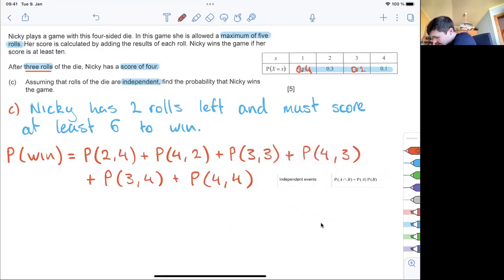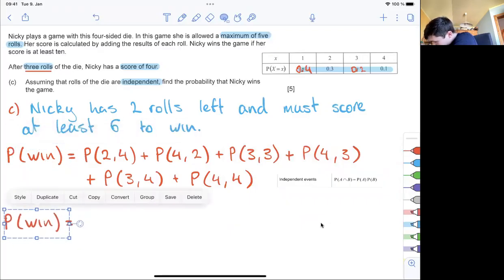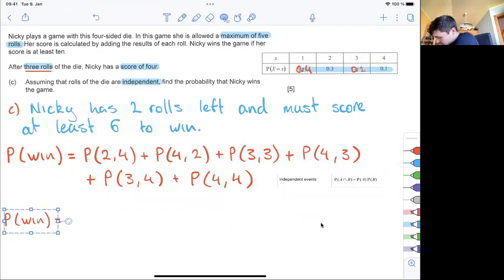Now in order to calculate the probability that Nikki wins, we need to add up all these probabilities. And in order to do that, we're going to need to multiply. So for the first one, we're going to have to multiply the probability of getting a 2 and then a 4. So we're going to have to find the product of that. So that's going to be 0.3 times by 0.1.